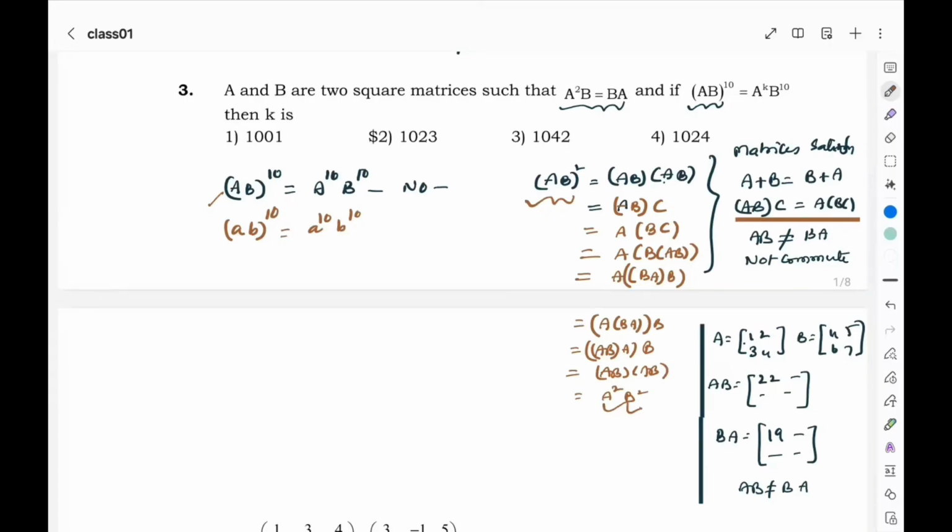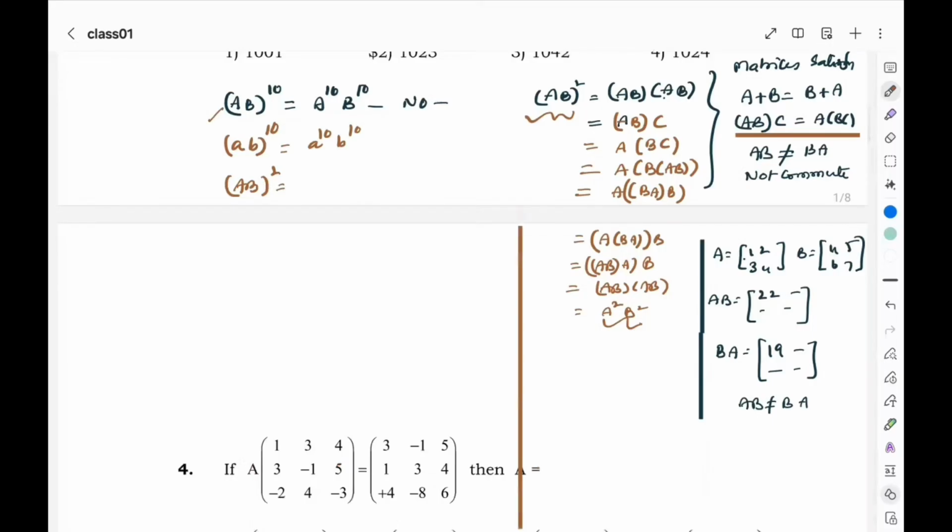Then how do we proceed? All the procedure is based on the condition. First, let us take AB whole square. This is when I only told you here. So AB power n need not be A power n.